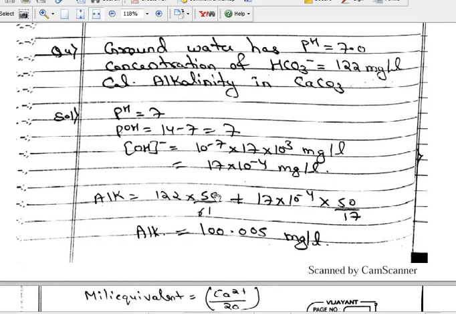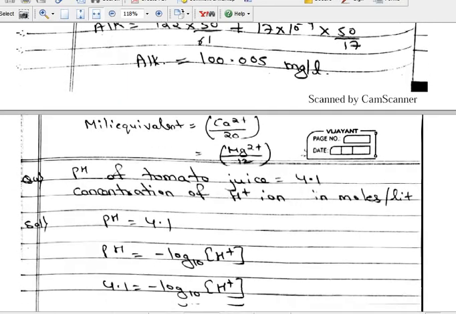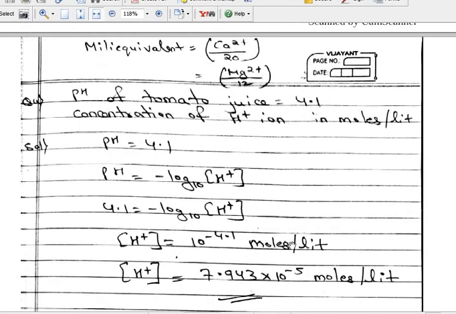So alkalinity is equal to bicarbonate concentration 122 into 50 by 61 plus 17 into 10 to the power minus 4, this is the OH minus ion concentration, into 50 by 17. So it is 100.005 mg per liter as CaCO3.